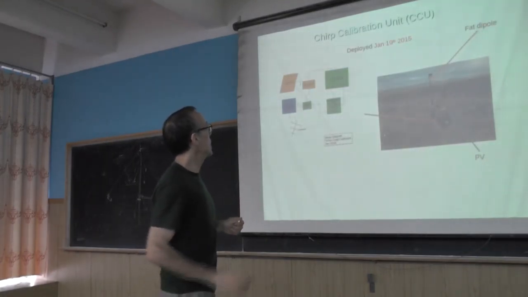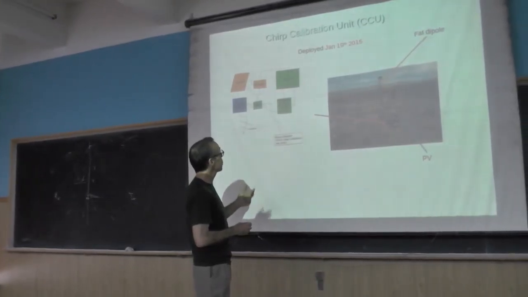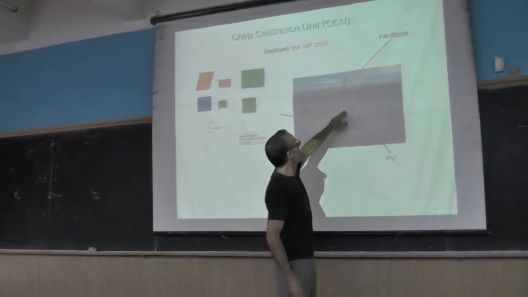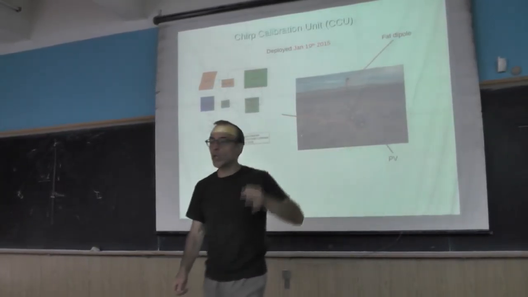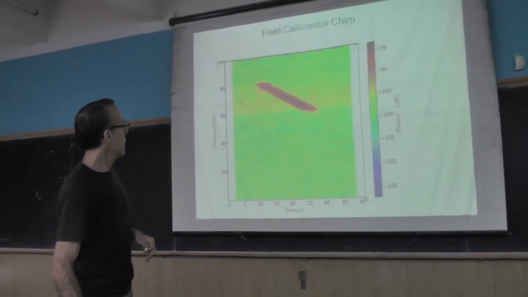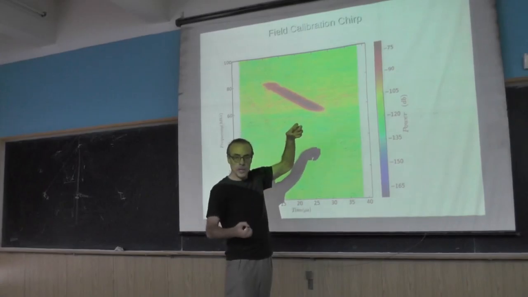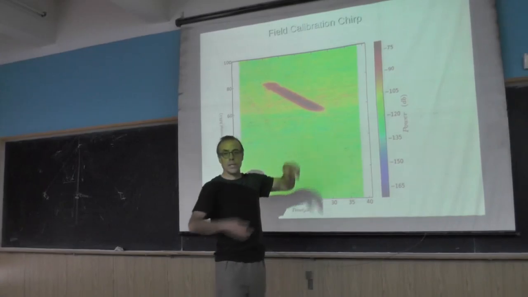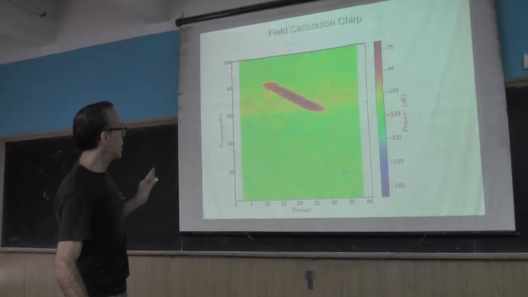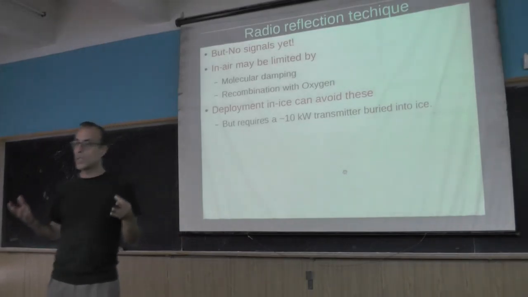The other thing that we did about 5 months ago, 4 months ago, 3 months ago, is we actually put a dedicated chirp unit into the field. So now we have a transmitter that generates calibration chirps, and that happens every 2 hours. So this experiment is set up. The only problem with it is that we have no signals.